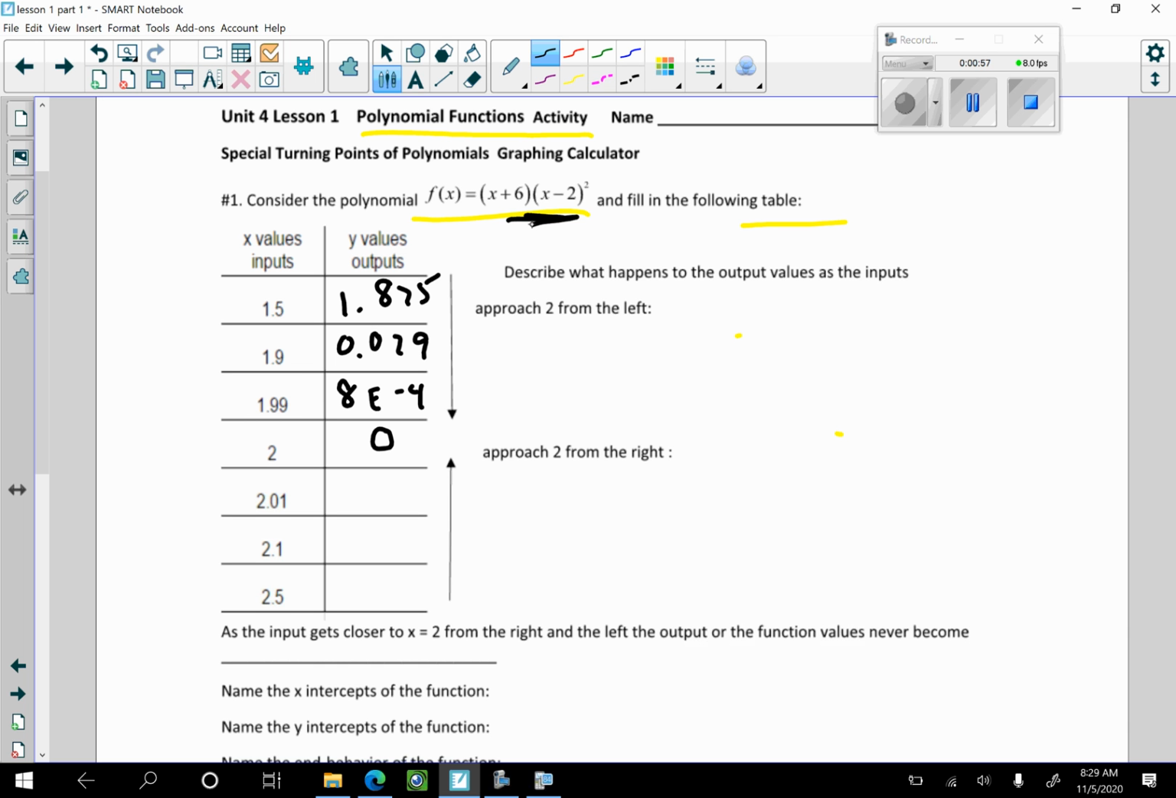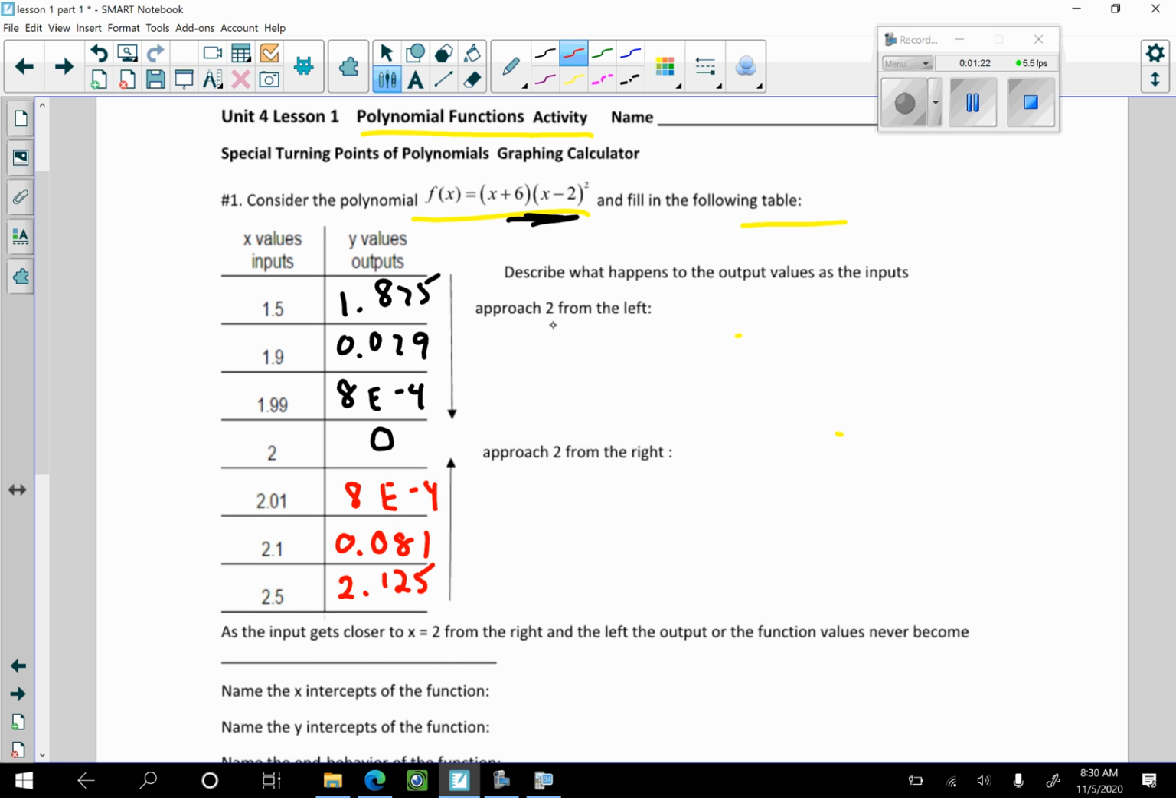But look what's happened. Right here, I'm a little bit to the left of 2. I'm at 1.99. And so let's go 2.5 was 2.125. This was 0.081. And this was, again, 8e to the negative 4.